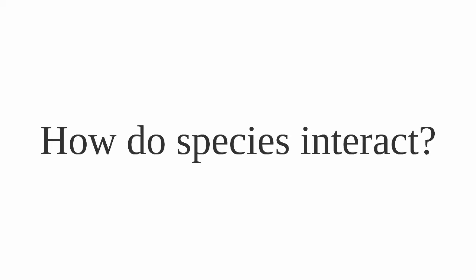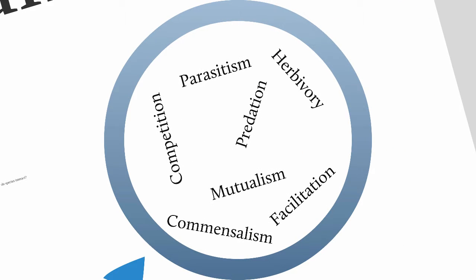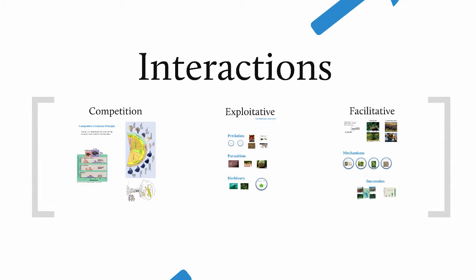The big question that community ecologists ask is this one: how do species interact? And here you see a jumble of different types of interspecific relationships. Competition, mutualism, herbivory, parasitism, predation, facilitation, commensalism. Some of these are words that you've probably heard, some of them are words that you probably haven't. And so I'd like to take the next few minutes to try to sort of organize these concepts for you. And in doing so, we're going to group them into three main categories.